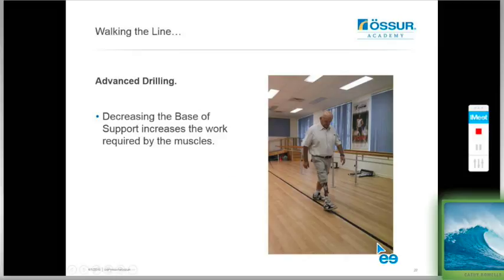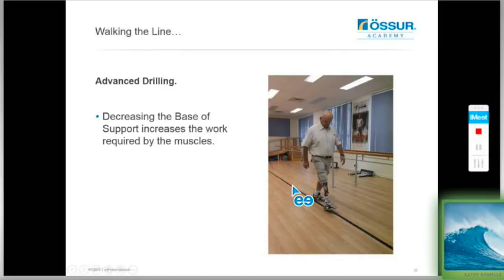Also with advanced drilling, we've got the walking the line drill, where they must hit the line every time with the prosthesis, because as you're aware, any little misplacement of the foot will cause an upset imbalance for the amputee, so they need to place the foot the same every time.